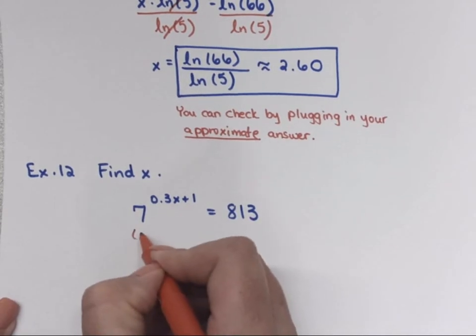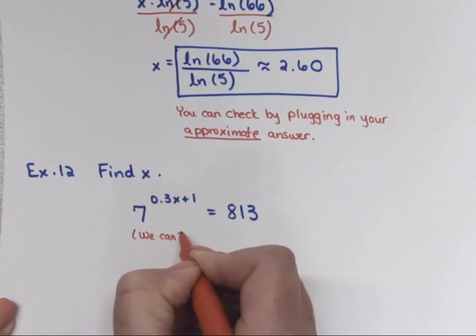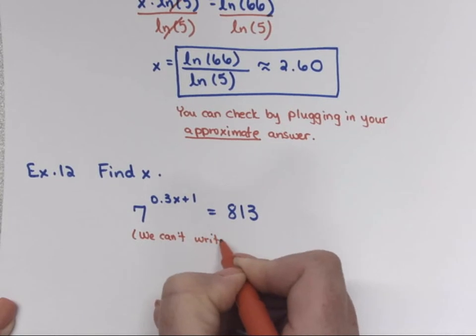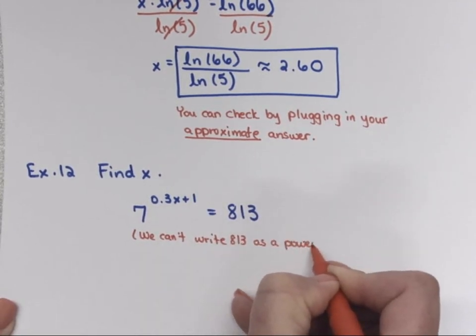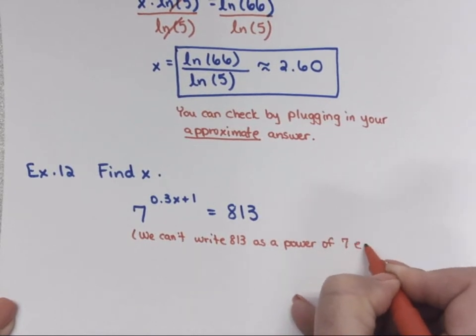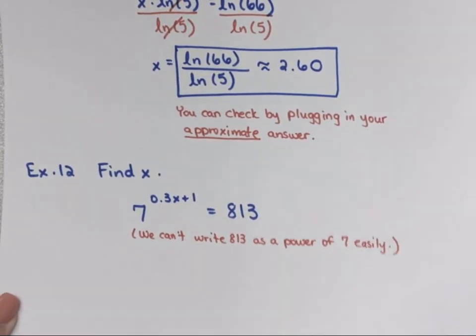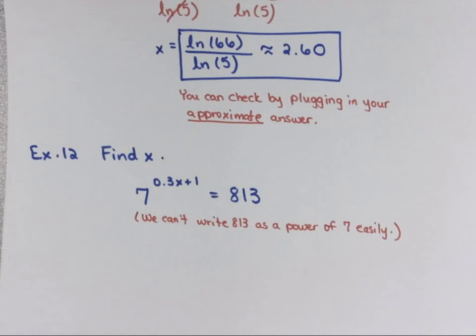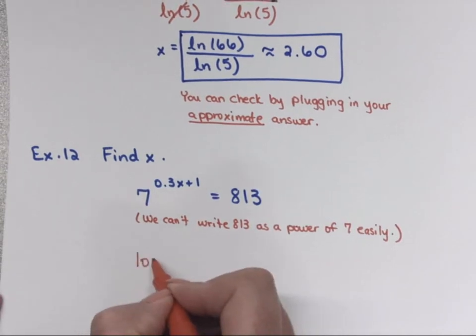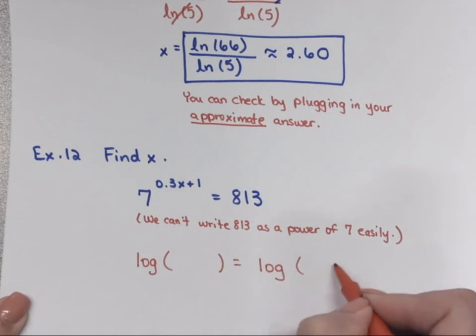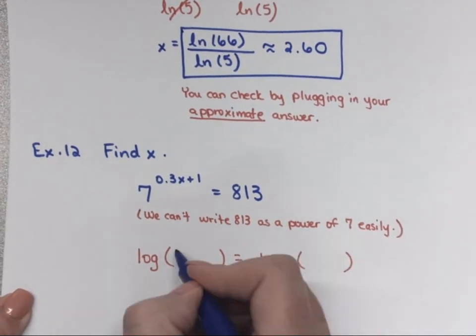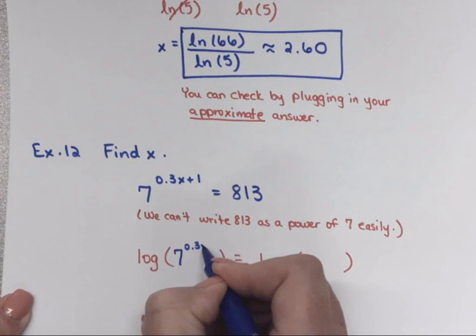Okay, so I'm just going to make a note here. Okay, notice that we can't write 813 as a power of 7 easily. Okay, so when we cannot do that, then what do we do to both sides? We take the log of both sides, right? This time I'm going to use log just to show you that it actually doesn't matter which one you use. So I'm going to rewrite the problem and I'm just going to take the log of both sides.